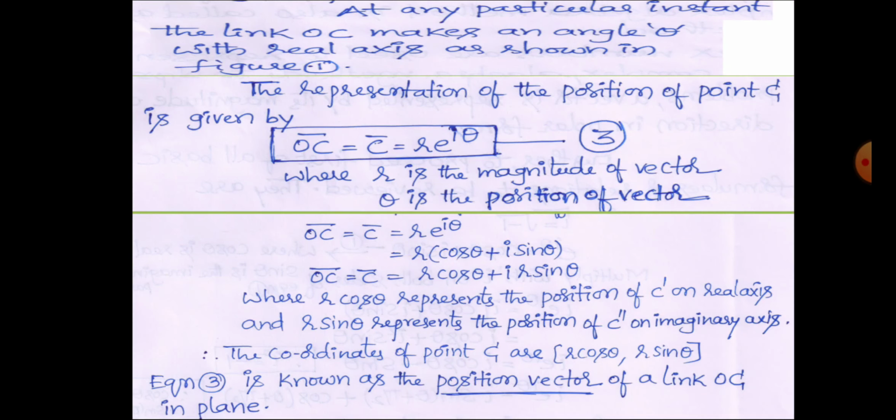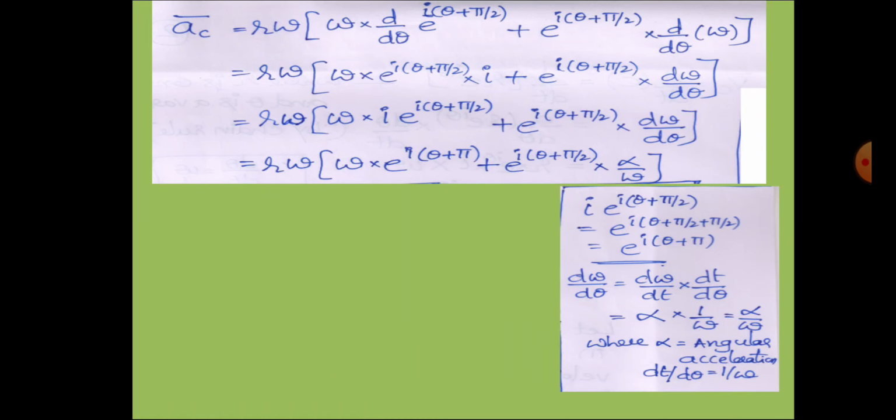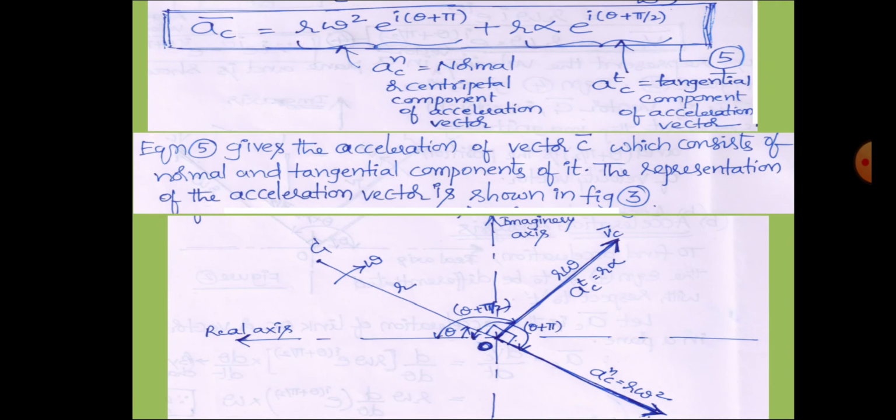That is equal to what? Go back to your first slide. R into e power I theta for any link, R into e power I theta is the vector form, is the vector representation in polar form using complex algebra.